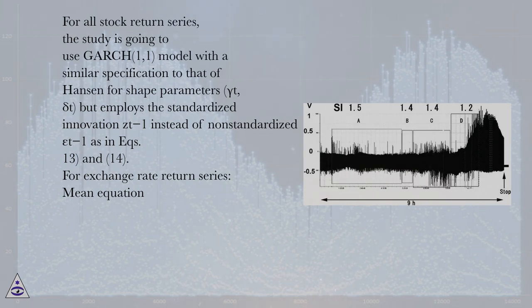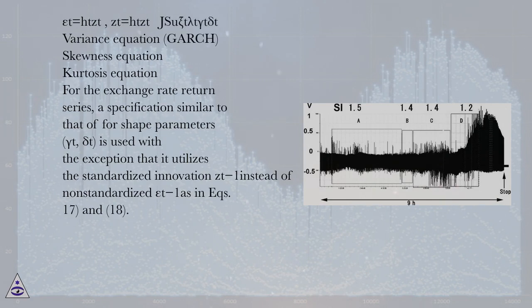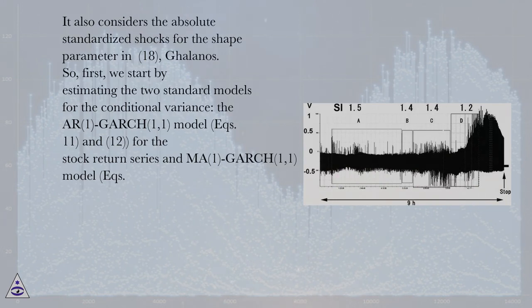For exchange rate return series, mean equation. Epsilon t equals h_t^(1/2) z_t, z_t distributed as Johnson-SU with xi_t, lambda_t, gamma_t, delta_t. Variance equation, GARCH. Skewness equation. Kurtosis equation. For the exchange rate return series, a specification similar to that for shape parameters gamma_t, delta_t is used, with the exception that it utilizes the standardized innovation z_{t-1} instead of non-standardized epsilon_{t-1} as in equations 17 and 18. It also considers the absolute standardized shocks for the shape parameter in equation 18.